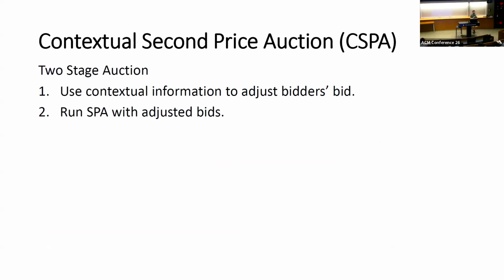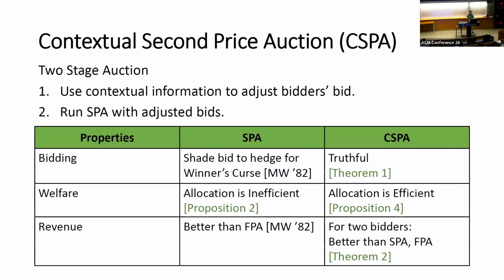We're going to be receiving bids. We're going to use contextual information to massage and adjust those bids. And then on top of that, we're going to run a second price auction with these massaged bids. What we show is that this contextual second price auction has very nice properties.